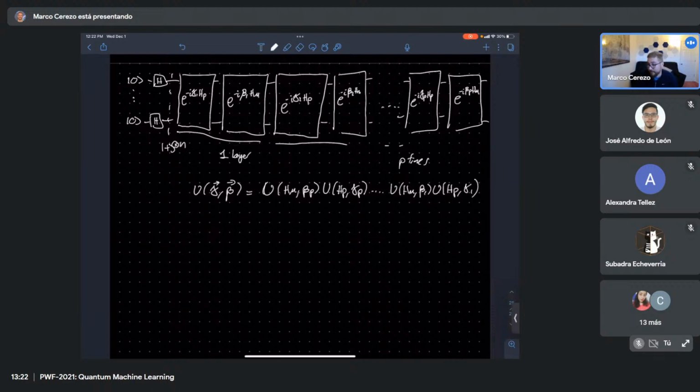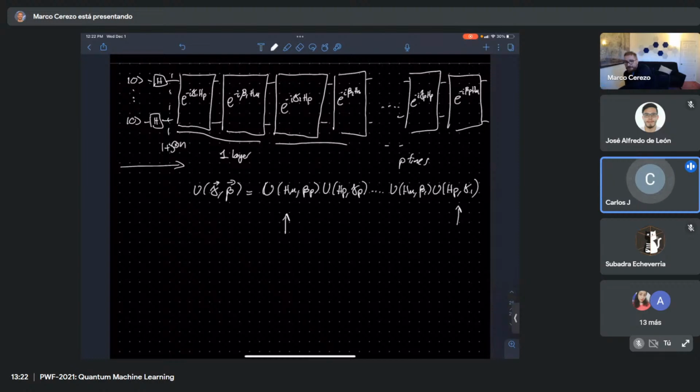Question, and this might be obvious for some of you, not for others. In this circuit, we read it from left to right. So we first apply H_P. Whenever I write it here, H_P with gamma 1 is all the way to the right. It's not in the left. Is it obvious to people why the order inverts? Does anyone care to venture a guess?